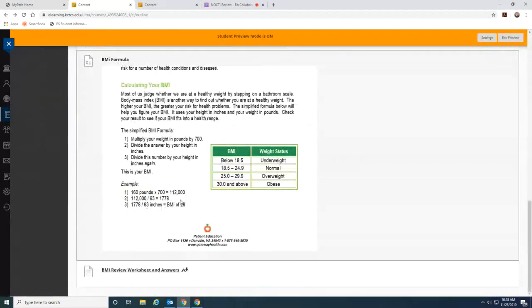The last thing is calculating body mass index. So I have the formula here. Steps, the simplified BMI formula, 1, 2, and 3. Multiply your weight in pounds by 700. Divide the answer by your height in inches, and then divide it again by the height in inches. And then there's an example of the formula there.